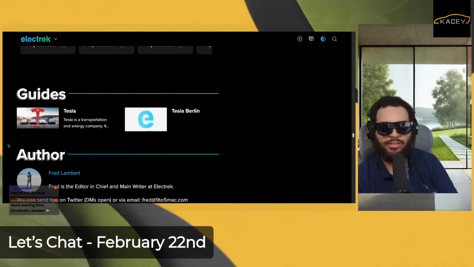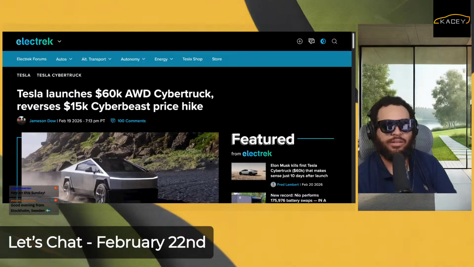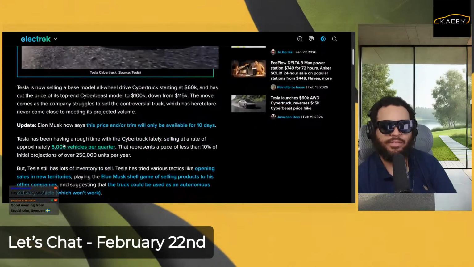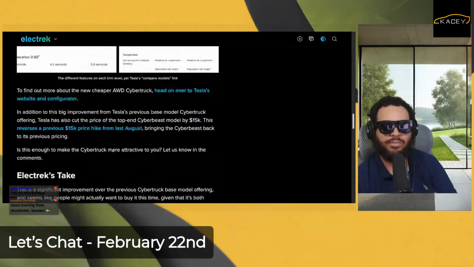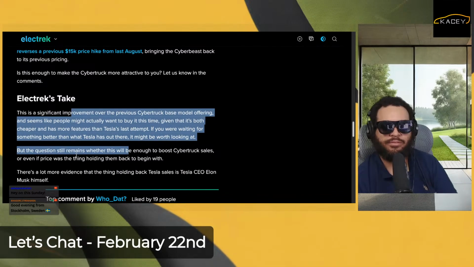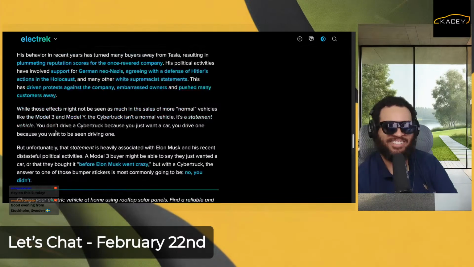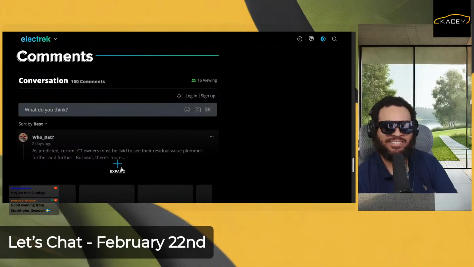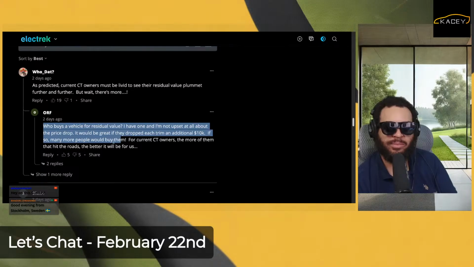Let's look at these other articles real quick, just on the price of that Cybertruck. 10 days. Let's say what's different about it. Significant improvement over the previous offering. Will it be enough to boost sales? The answer is going to be no. As predicted, current Cybertruck owners must be livid to see their residual values plummet further. But wait, there's more. Who buys a vehicle for residual value? Anybody who's buying their first cars in the COVID era.